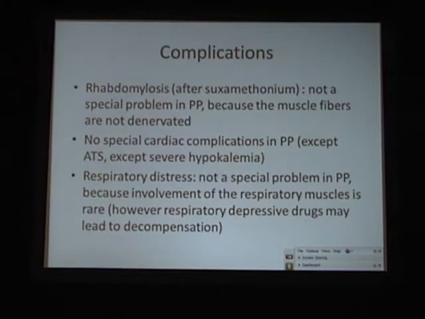One well-known complication in neuromuscular disorders is rhabdomyolysis. This means a breakdown of the muscle fiber integrity. The muscle fiber just starts breaking down, and you have a high CK, and so on. This is a problem if you have a disturbed muscle fiber metabolism, or if you have a denervated muscle fiber, and both are not the case in periodic paralysis. In periodic paralysis, the muscle fiber is dysfunctional, but it is innervated. So rhabdomyolysis is usually not a special problem.